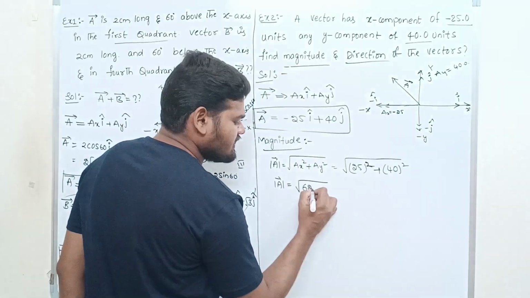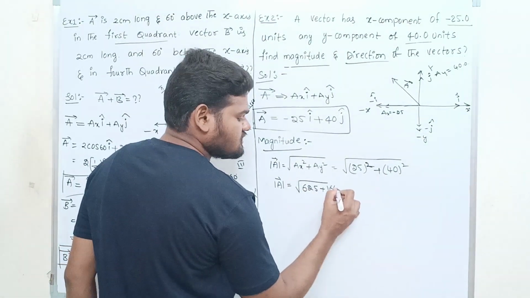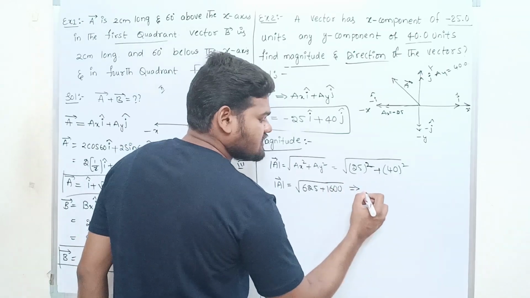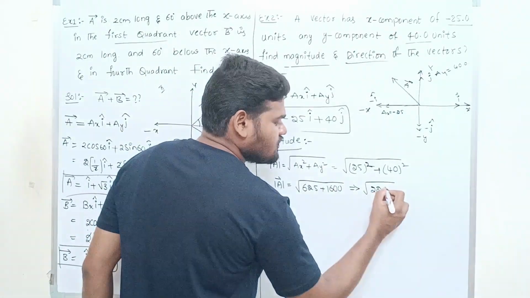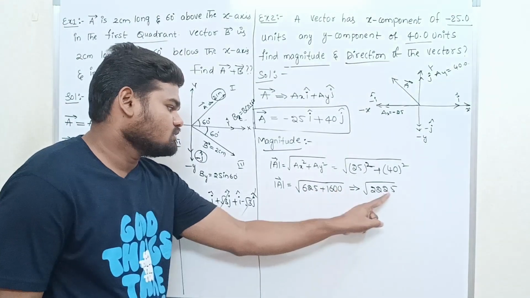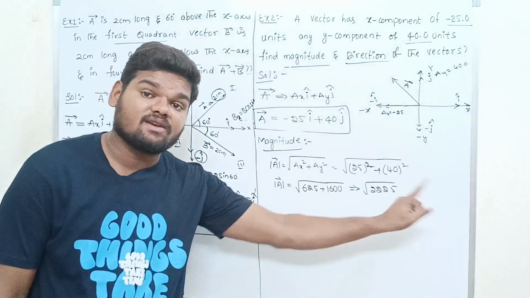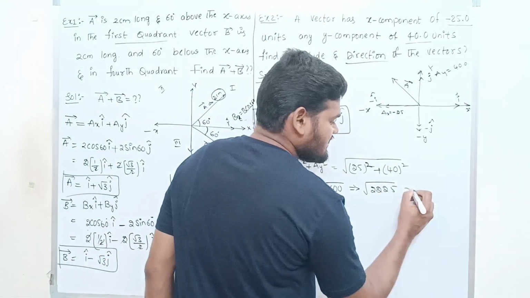25 squared is 625, plus 40 squared: 4 fours are 16, double 0, 1600. So this equals the square root of 2225. If you add these two, you will get how much? 2225. 5 plus 2 is 7... so the square root of 2225.